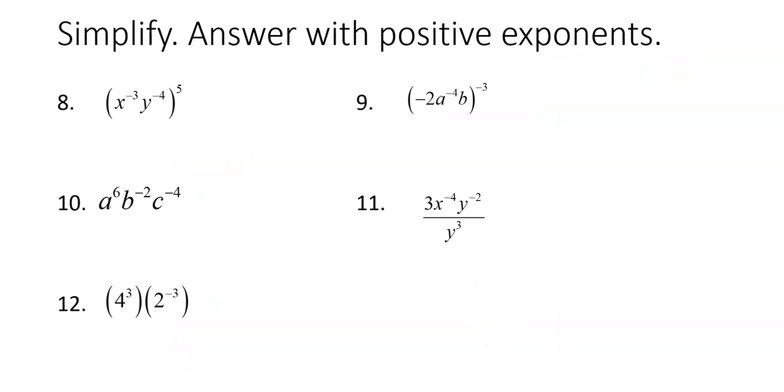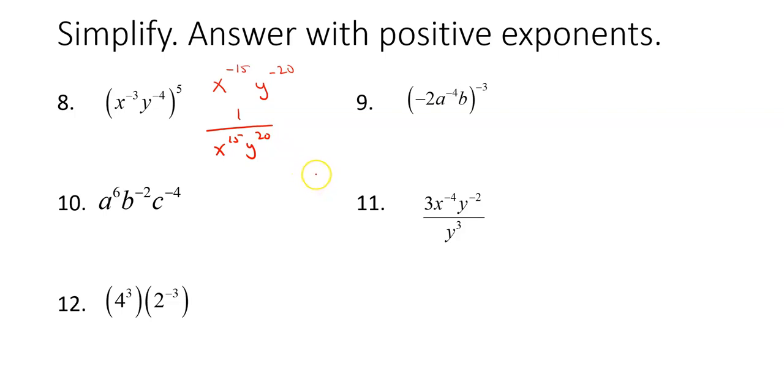All right, how about number 8? Both of those terms get raised to the 5th power, so maybe I want to simplify it a little bit first and end up with x to the negative 15th, y to the negative 20th. And then I can write it as 1 over x to the 15, y to the 20th.